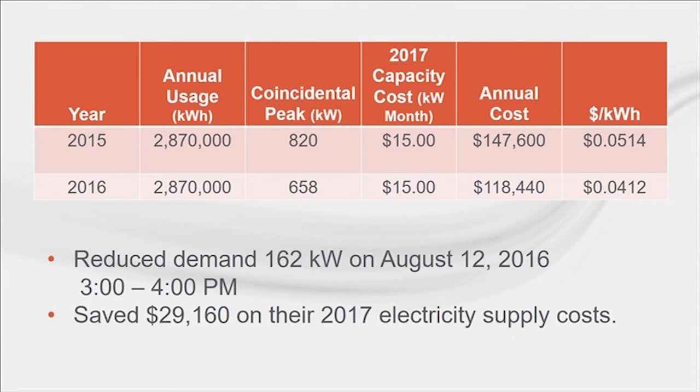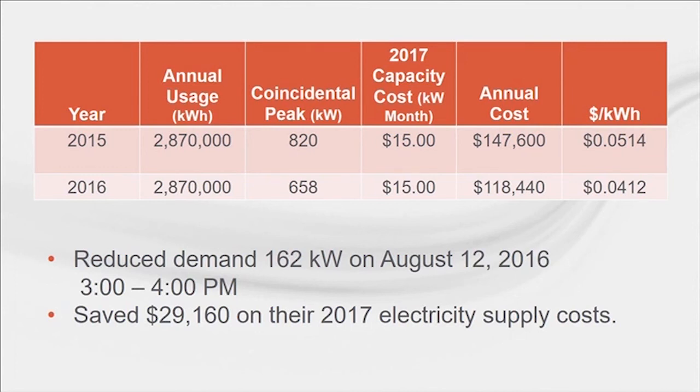Had they maintained this coincidental peak demand, their capacity cost to ISO New England through their electricity supplier was going to be $147,000 annually, or when blended out over 2.8 million kilowatt hours, just over 5 cents per kilowatt hour. Remember, this is a nickel for just capacity. There are additional kilowatt hour charges.